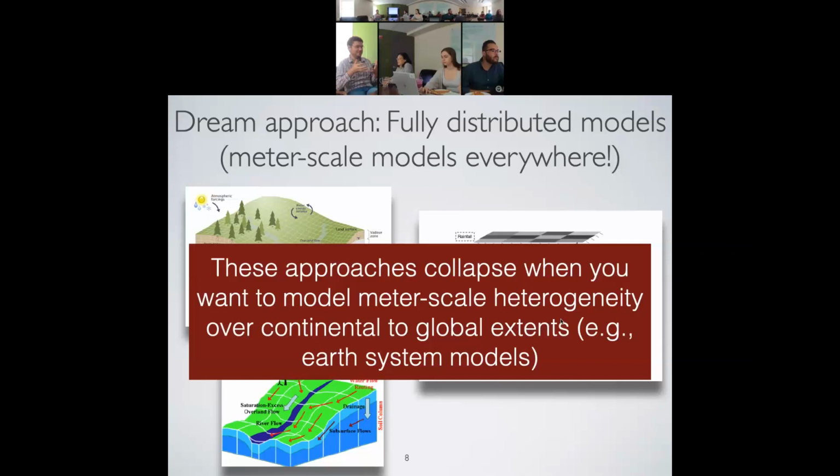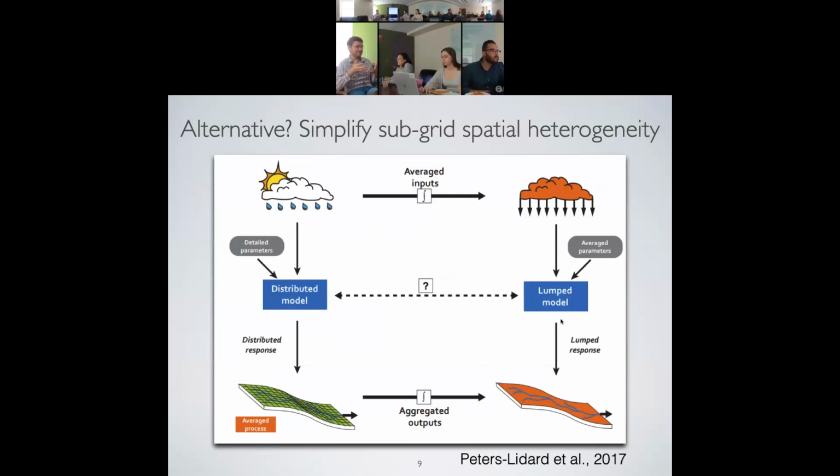So these approaches are not necessarily appropriate when you want to model these meter scale heterogeneities over continental to global extents in, for example, our Earth system model. They're not necessarily practical for our types of problems. So what is the alternative? The alternative is the idea that we simplify the subgrid spatial heterogeneity. This is a flowchart diagram that Eric Wood put together in 1992, the original version of it, and that Krista Peters-Lidard updated in a paper 6 years ago.